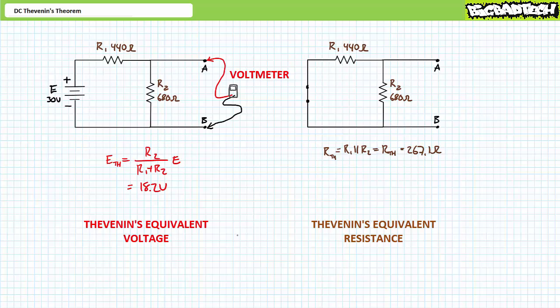Replace the terminals formerly occupied by the voltage source with a short or 0 ohm resistor. Finally, one would read the resistance of the modified circuit at the terminals of interest. An ohm meter in this position would see R1 in parallel with R2 for a value of 267.1 ohms.